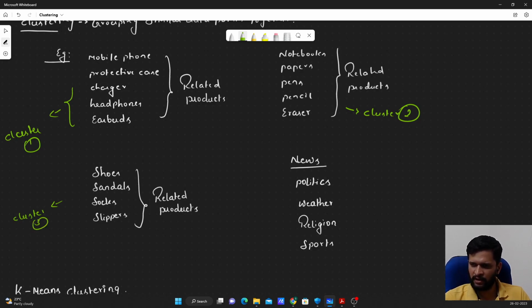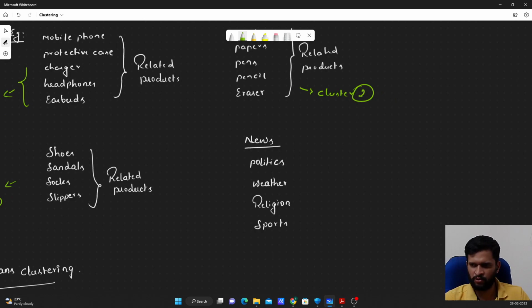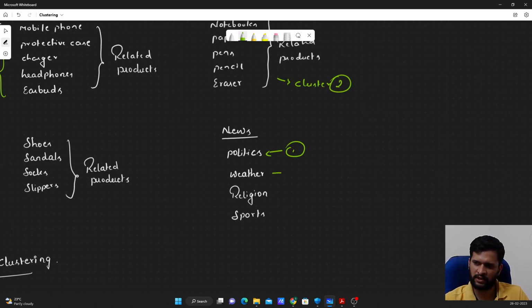And here is a typical clustering example. When I say news, there can be different categories, right? Politics, so all the politics related news can be clustered together, grouped together, and politics can be our one cluster, right? And similarly, all the weather related information can be grouped together and we can call that cluster as a weather cluster. Similarly, if there are any religious news coming up, we can group all of them together into one place and call that cluster as a religion cluster. And similarly, all the sporting events, all the news related to sports, whichever sports may be, we can group together and call it as a sports cluster.